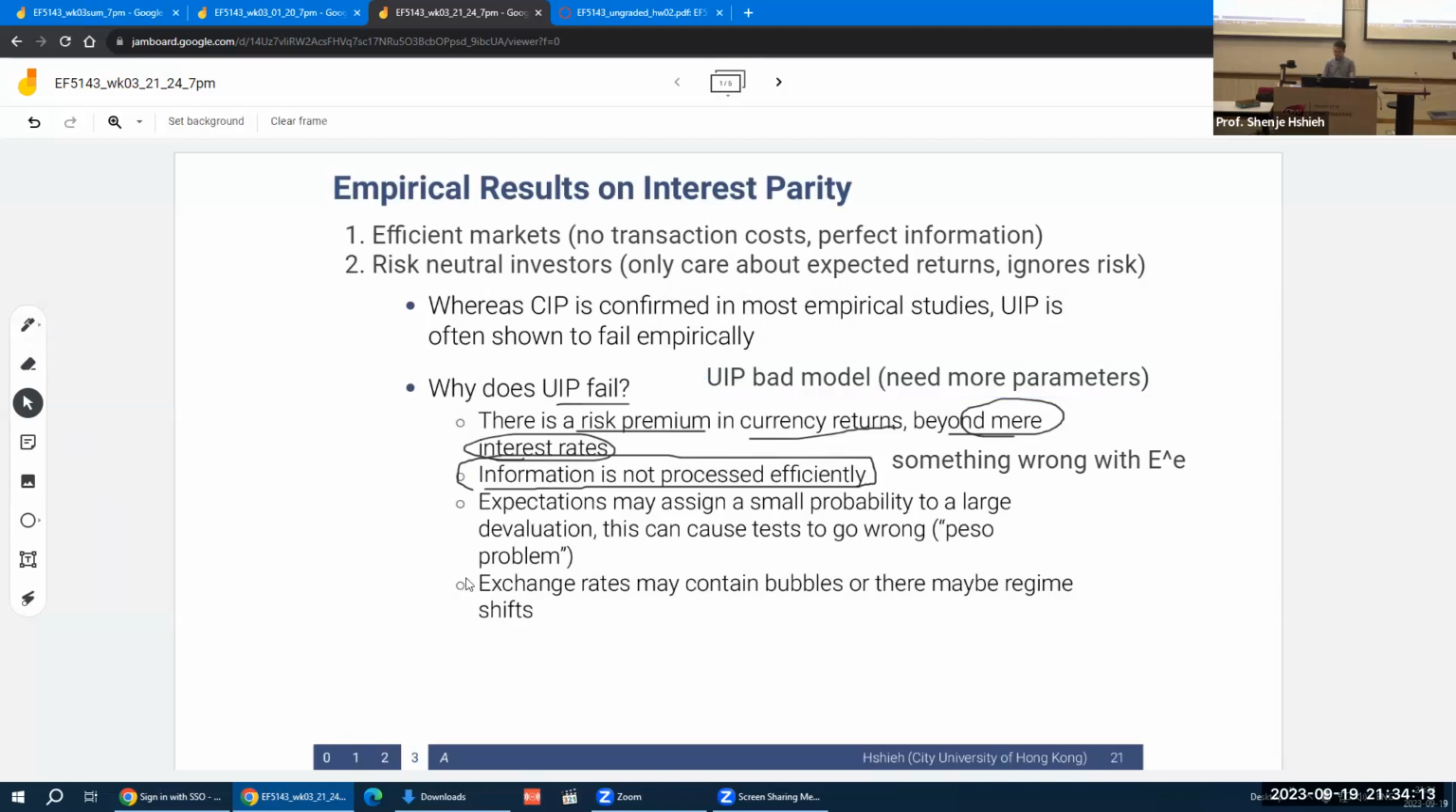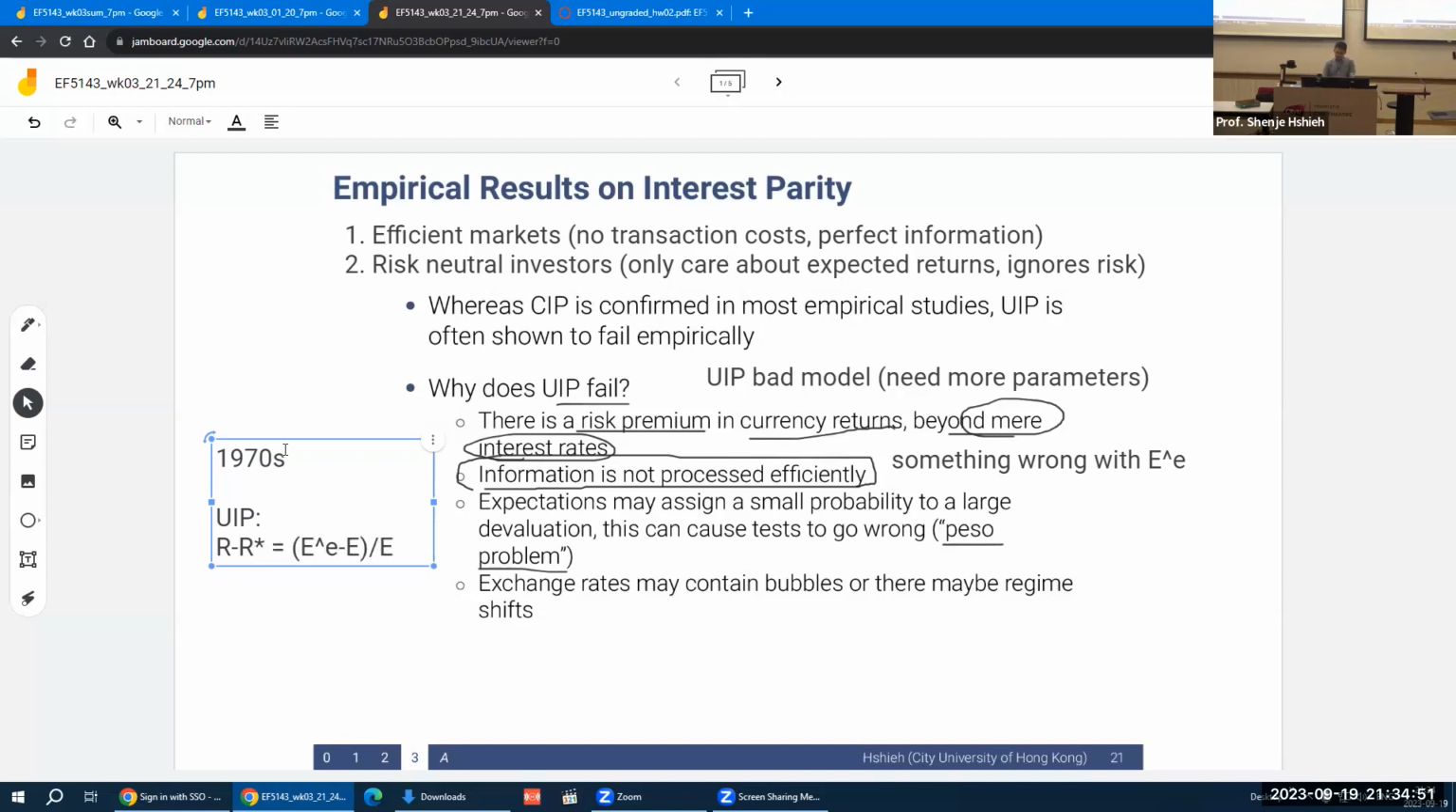Here's an example. Expectations may assign a small probability to a large devaluation. This can cause tests to go wrong. This is the peso problem, which occurred in Mexico in the 1970s. Let me explain a little. In the 1970s, the peso and the US dollar were pegged, which means there's a fixed exchange rate between these two currencies. Based on UIP, you can already draw some conclusions. Let me give you the simplified form of the UIP equation.